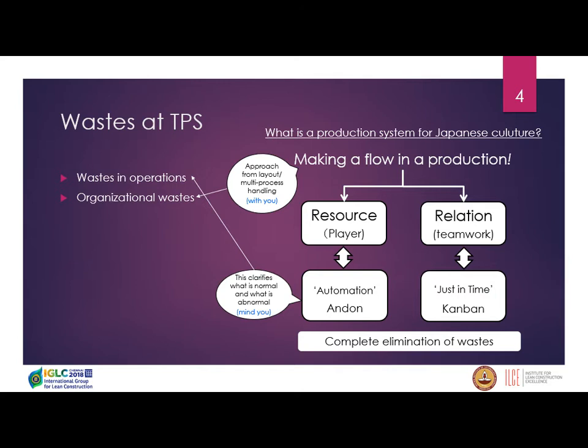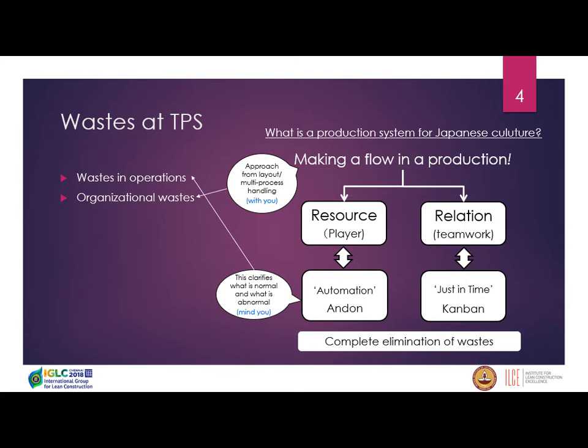However, even if machines or equipment and operators get closer, the flow in production does not always go smoothly. So Mr. Ohno secondly tackled visual management. The aim of visual management is complete elimination of waste for realizing a smooth flow in a production line.